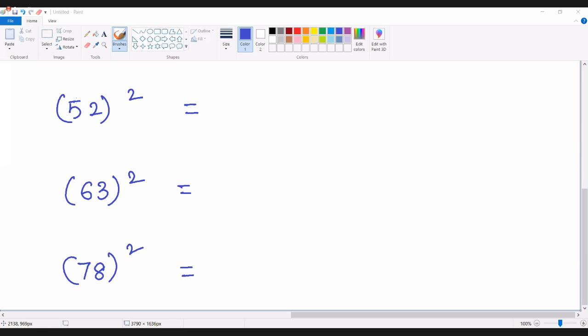What is 52 square? So take it as A, take it as B. A square is nothing but 25. 2AB, 5 2s are 10. 10 into 2, 20. 2 square is nothing but 4. Take the last digit, that is going to be 4. Send the rest as carry. Answer choice is going to be 2704.